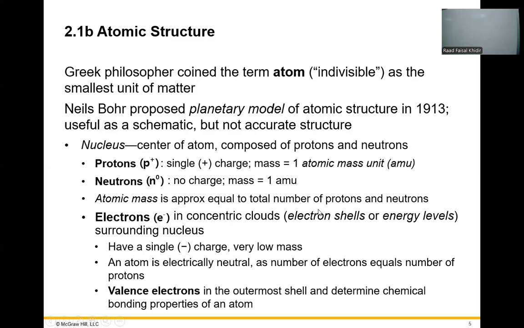Electrons are in clouds or shells, different energy levels around the nucleus. They have a single minus charge and a very low mass, and an atom is electrically neutral as the number of electrons equals the number of protons. Okay, valence electrons. Valence electrons are in the outermost shell and they determine the chemical bonding properties of the atom.